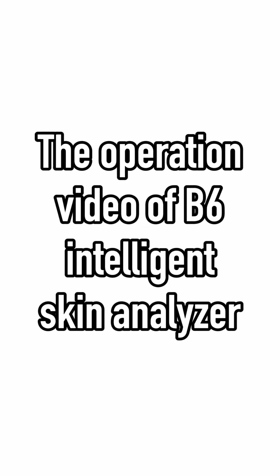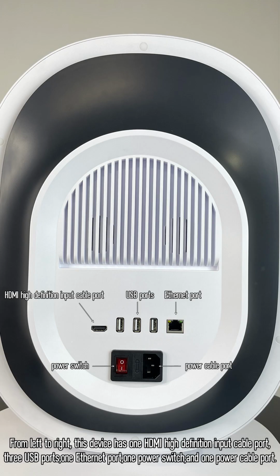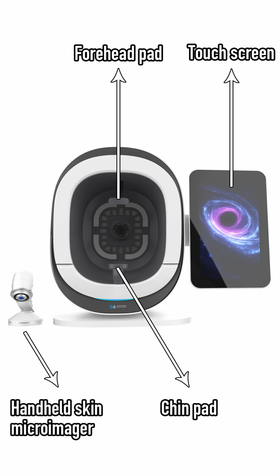The operation video of B6 Intelligent Skin Analyzer. 1. Power on. From left to right, this device has one HDMI high-definition input cable port, 3 USB ports, 1 Ethernet port, 1 power switch, and 1 power cable port.